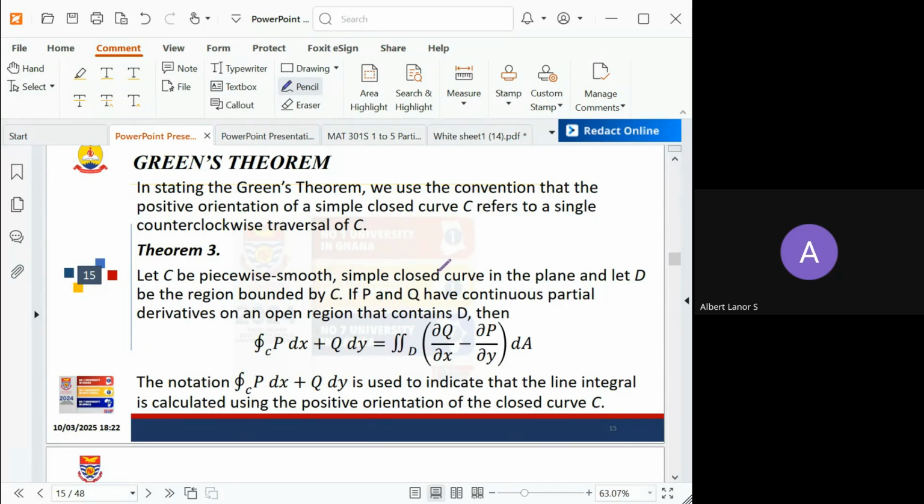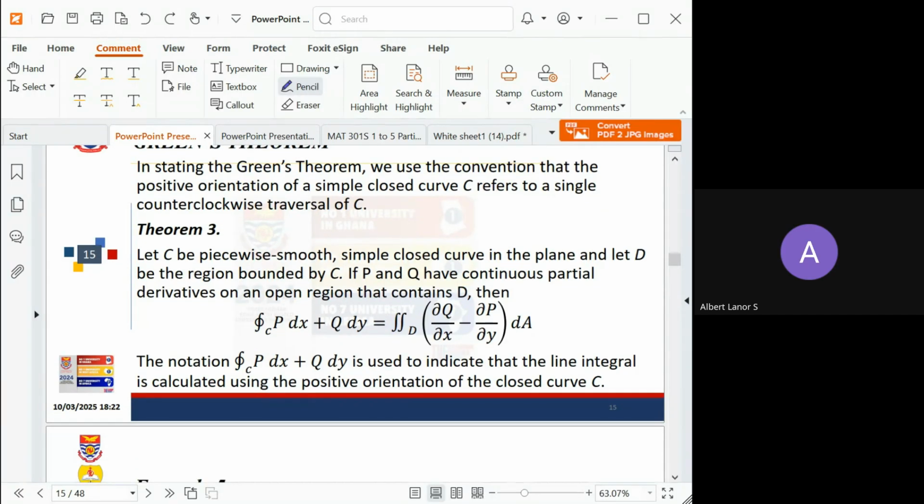In stating Green's theorem, we use a convention. From basic trigonometry, when you measure angles in the counterclockwise direction, it is positive, and when you measure in the clockwise direction, it is the same angle but negative. So the positive orientation of a simple closed curve C refers to a single counterclockwise traversal of C. Now the theorem: let C be a piecewise smooth simple closed curve in the plane, and let D be the region bounded by C. If P and Q have continuous first partials on an open region, then the integral of P dx plus Q dy is equal to the double integral of (Q dx minus P dy) dA.